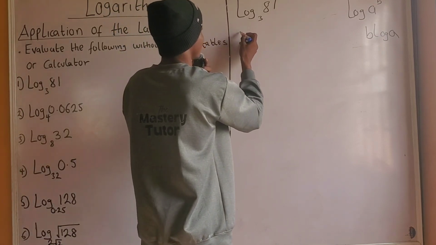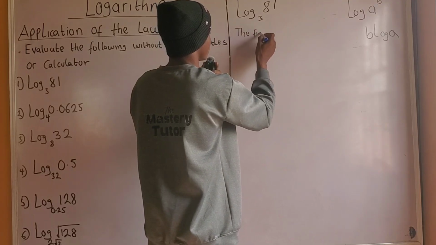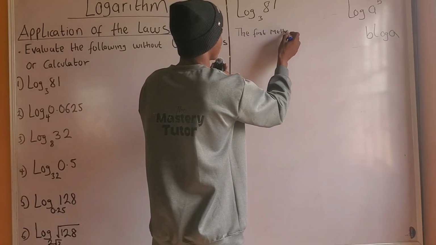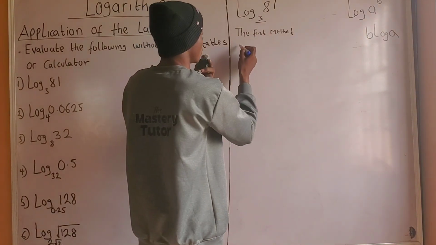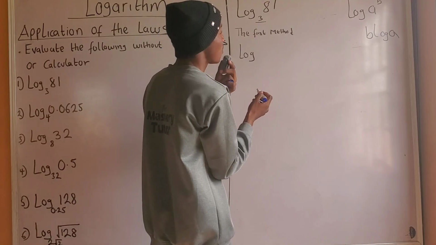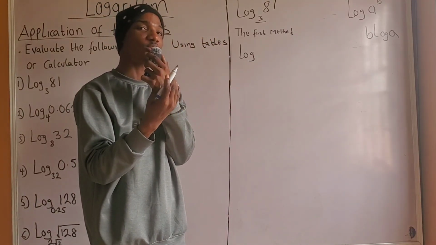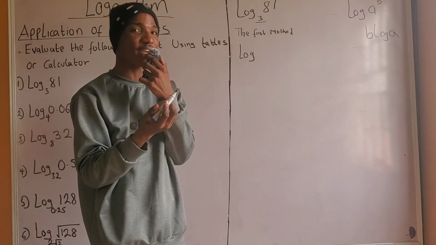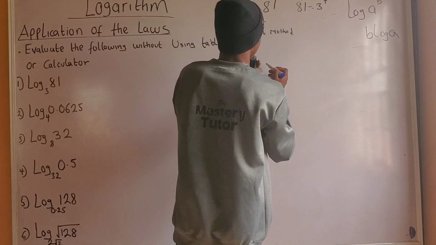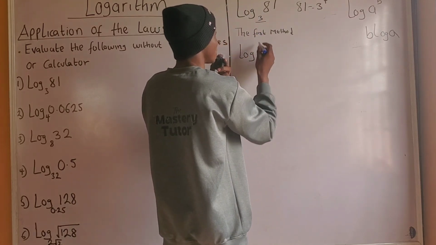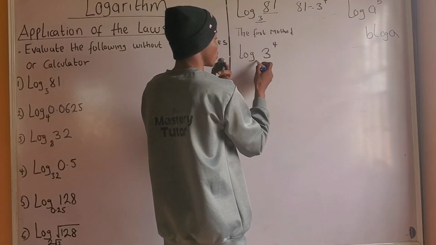The first method. Do you know that the base here is 3? Now, I want to write 81 as an index of 3. 3 raised to the power of what will give me 81? That is 3 raised to the power of 4. So 81 can be written as 3 raised to the power of 4, and the base here is also 3, so I'm going to have 3 here.